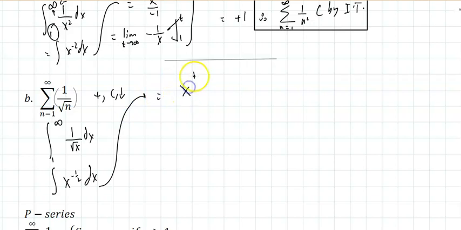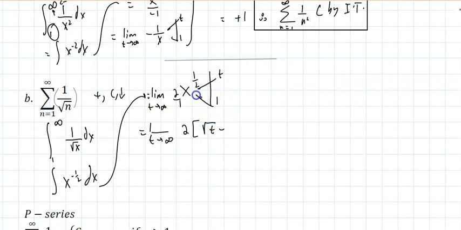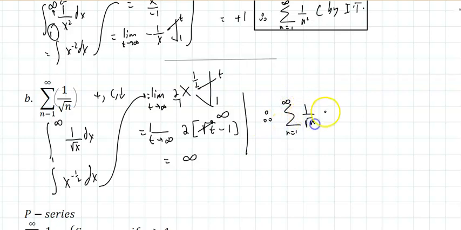That would be x to the 1/2, over 1/2, evaluated from 1 to t, and taking the limit as t approaches infinity. That is the limit as t approaches infinity of twice square root of t minus the square root of 1, which is 1. As t approaches infinity, this will approach infinity, and infinity plus any number is infinity. So this is not a finite number. Our conclusion: the series n equals 1 to infinity of 1 over radical n diverges by the integral test.